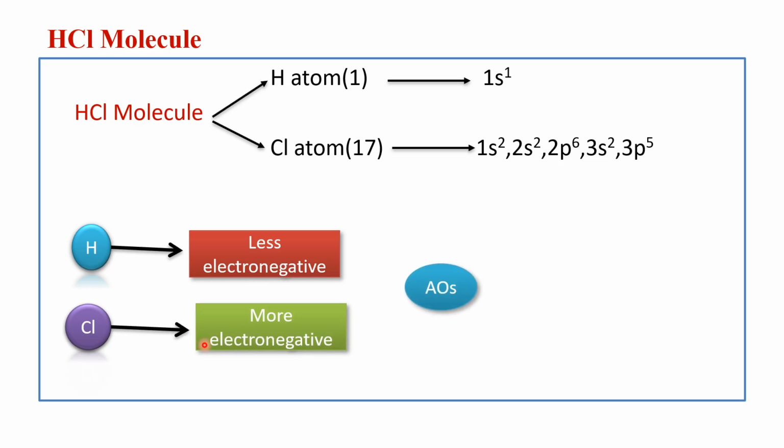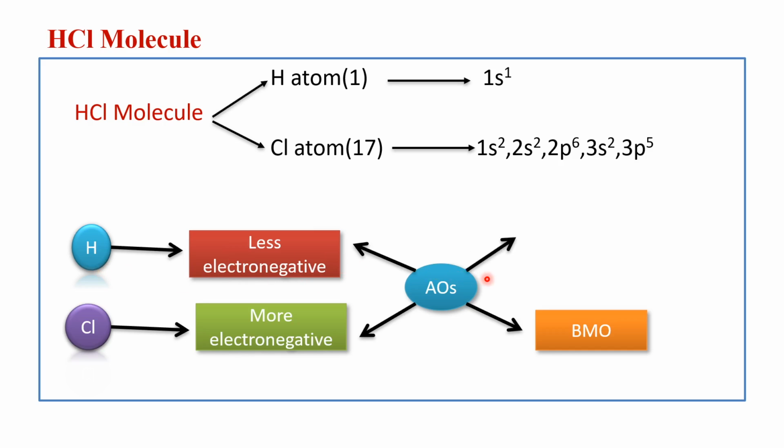And when the molecular orbitals are formed, the atomic orbitals of the more electronegative atom contribute more to the formation of the bonding molecular orbitals and less to the formation of the antibonding molecular orbitals. Whereas the atomic orbitals of the less electronegative atom, that means the hydrogen atom, contribute more to the formation of the antibonding molecular orbitals and less to the formation of the bonding molecular orbitals.